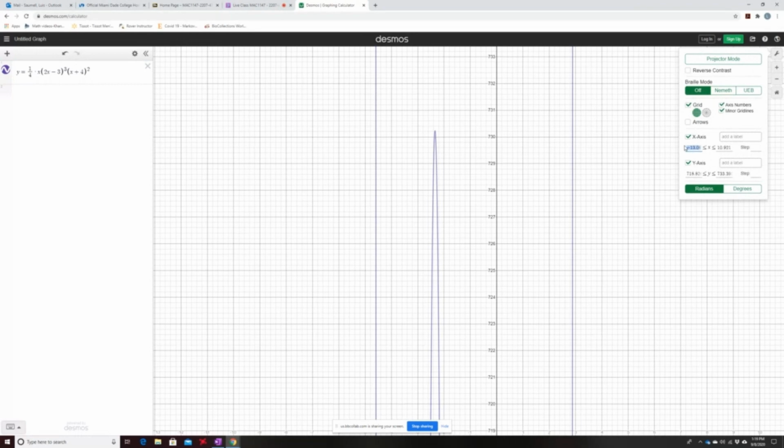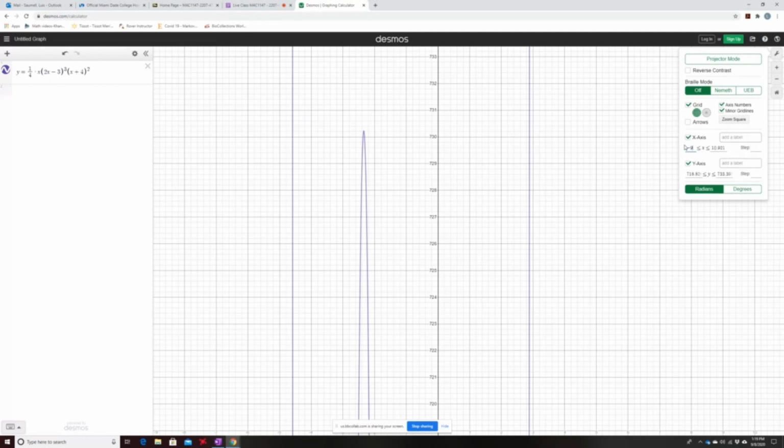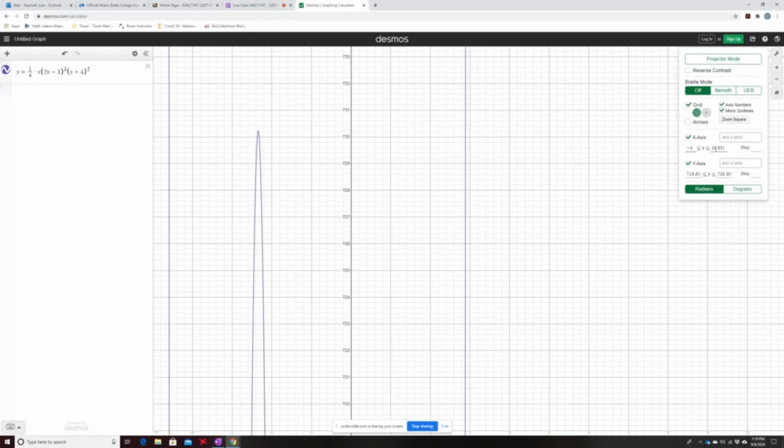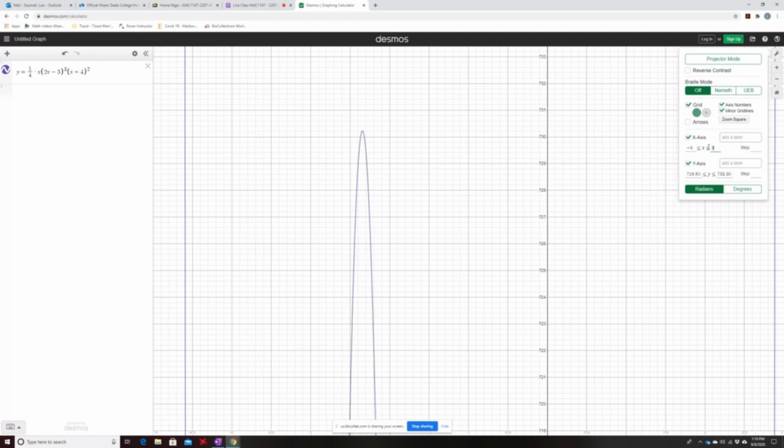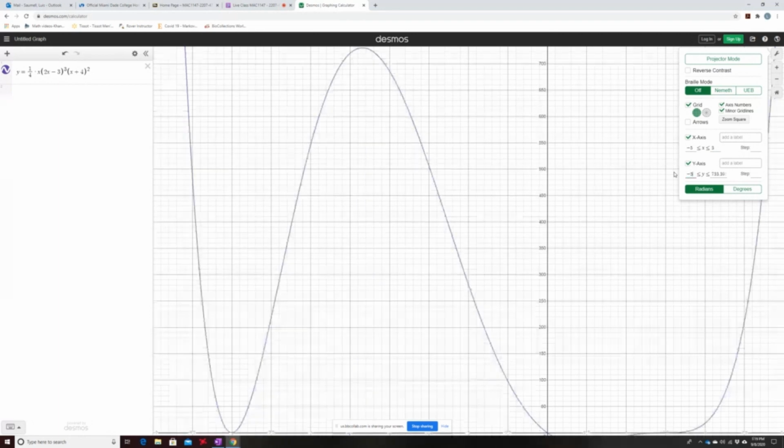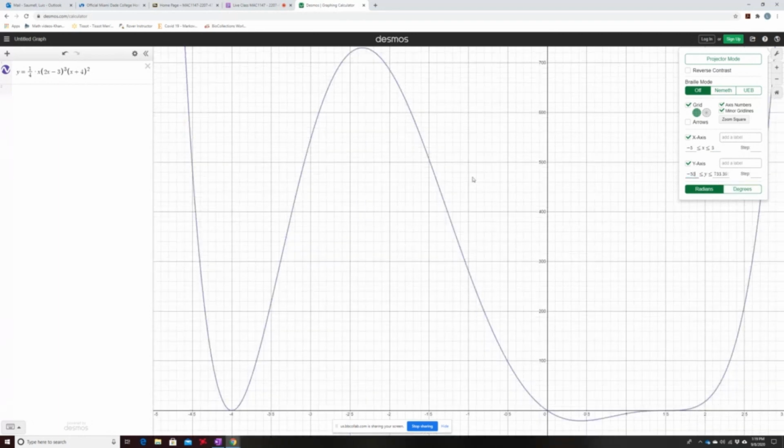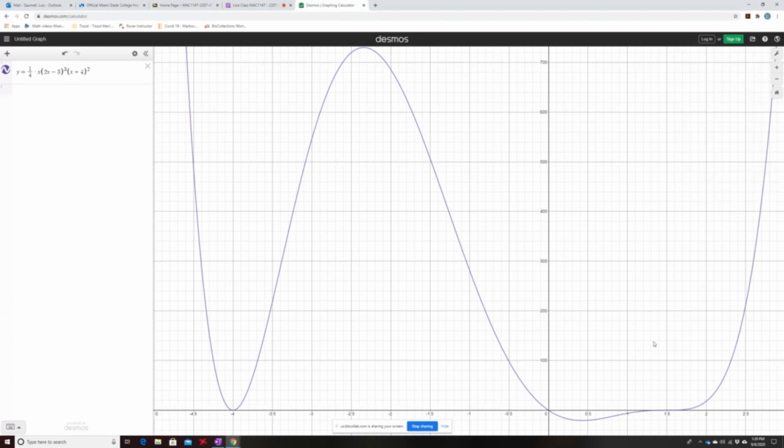Let's see the x. I really just want it between -5 and let's say 3, and then the y, let's say between -50. Okay, there we get. We have there a good picture. We can see a good overall behavior of the function.